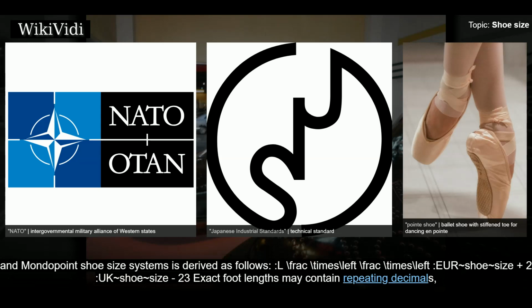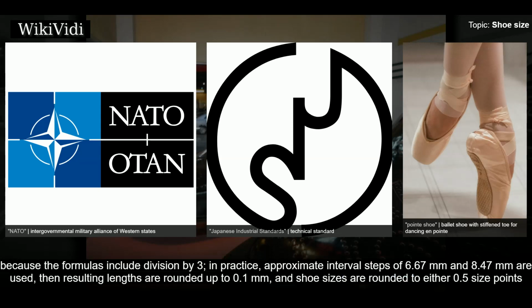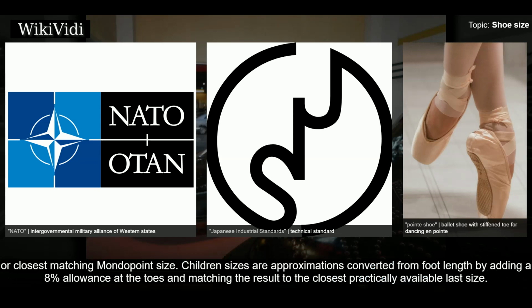Exact foot lengths may contain repeating decimals, because the formulas include division by 3. In practice, approximate interval steps of 6.67 mm and 8.47 mm are used, then resulting lengths are rounded up to 0.1 mm, and shoe sizes are rounded to either 0.5 size points or closest matching Mondopoint size. Children's sizes are approximations converted from foot length by adding an 8% allowance at the toes and matching the result to the closest practically available last size.